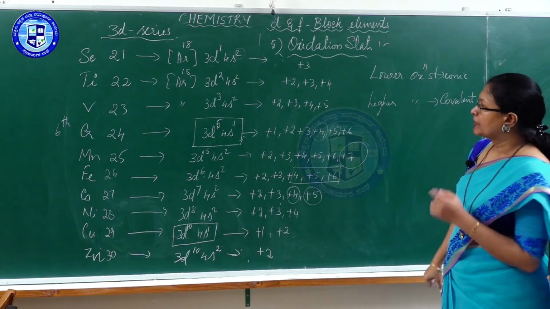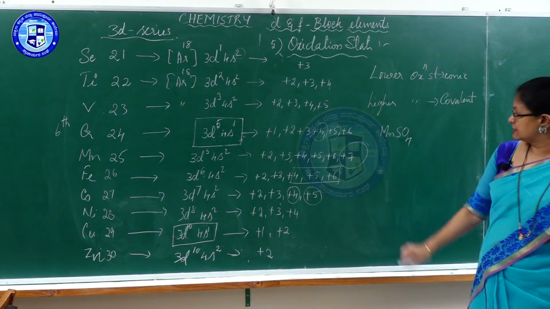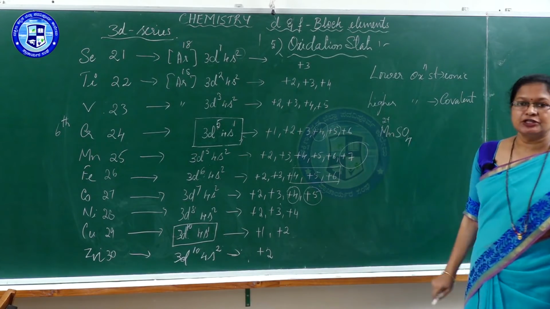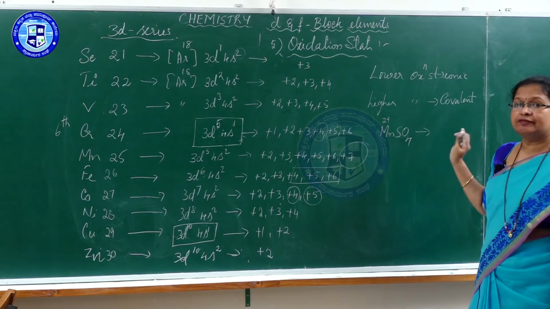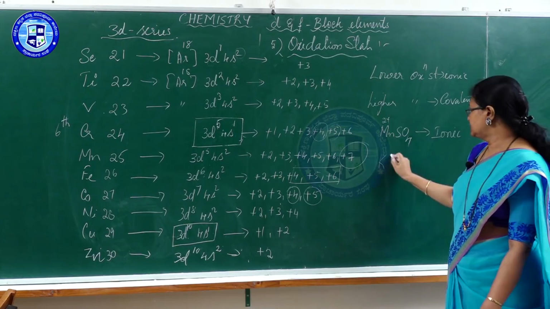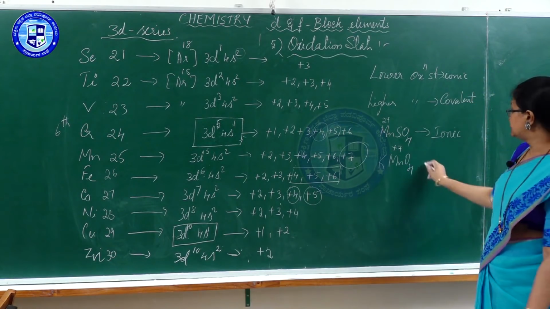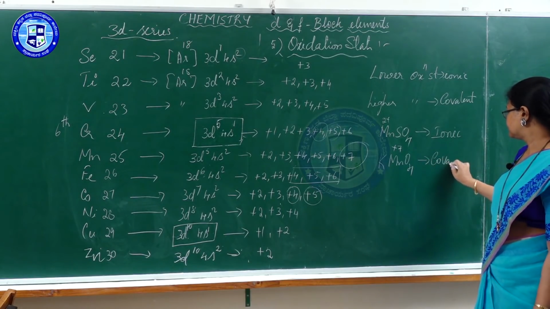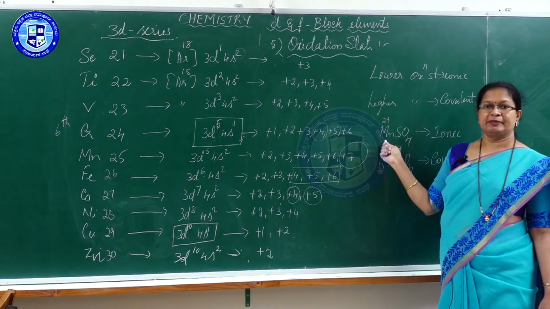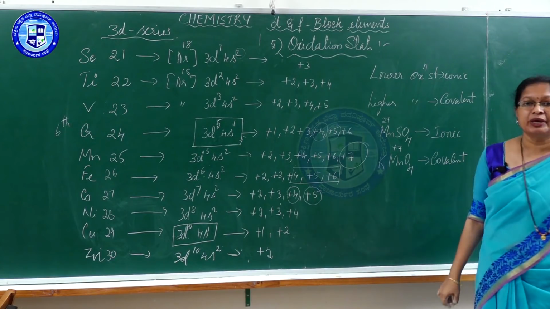For example, consider manganese itself, say manganese sulfate. Manganese sulfate has manganese in the +2 state, sulfate has -2, therefore manganese is in the +2 state. Manganese sulfate is ionic in nature, it is an ionic salt. Whereas potassium permanganate, KMnO4, where manganese has the +7 state, is covalent. That is the example for the point I said: in the lower oxidation state, that is manganese in the +2 state, it is ionic. In the higher oxidation state, it turns covalent.